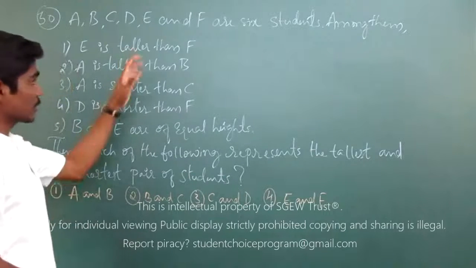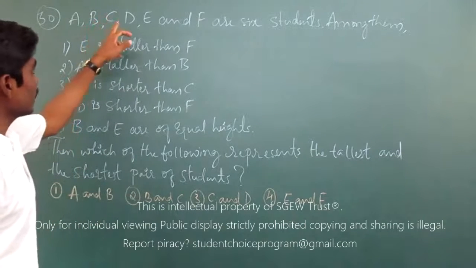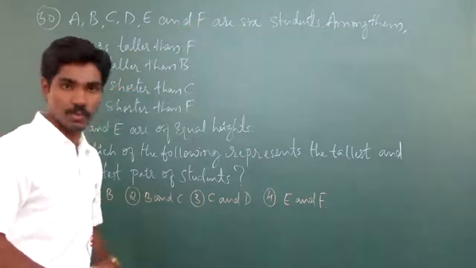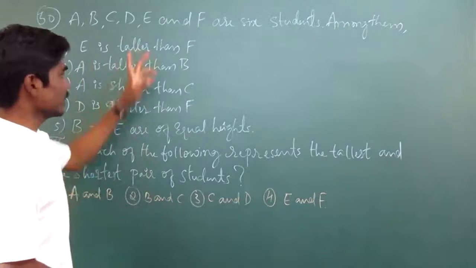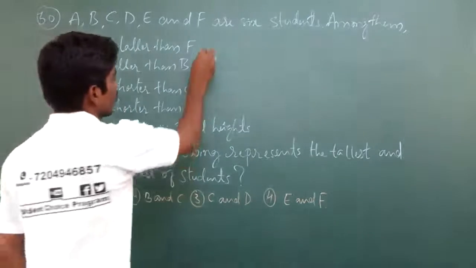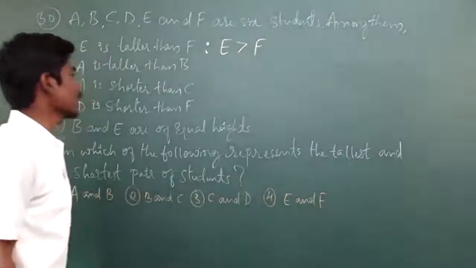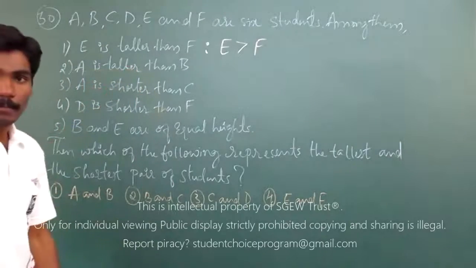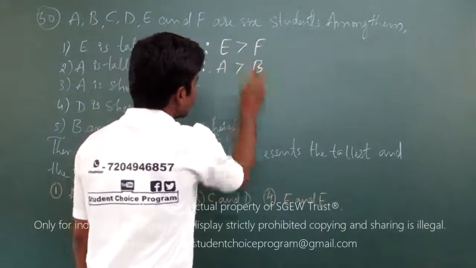Well friends, this is the given question. In the given question, A, B, C, D, E and F are 6 students such that E is taller than F. Okay. Next, A is taller than B. Good.